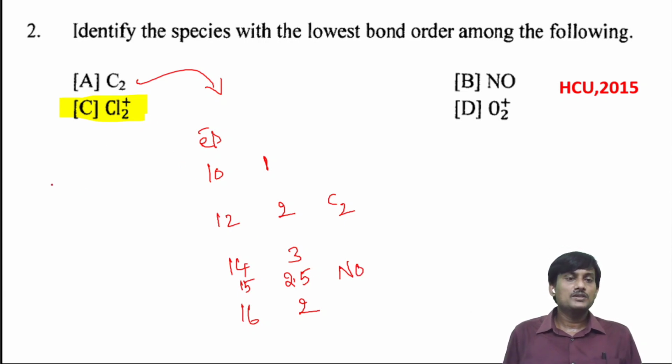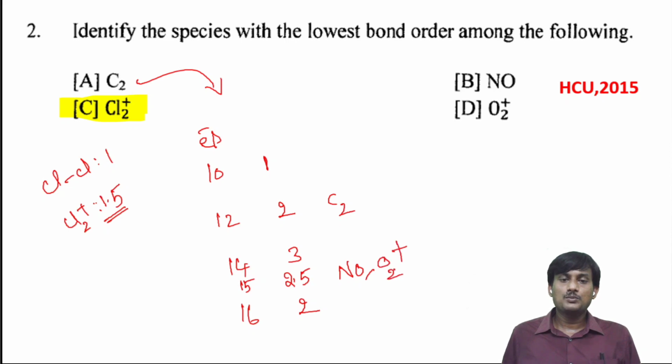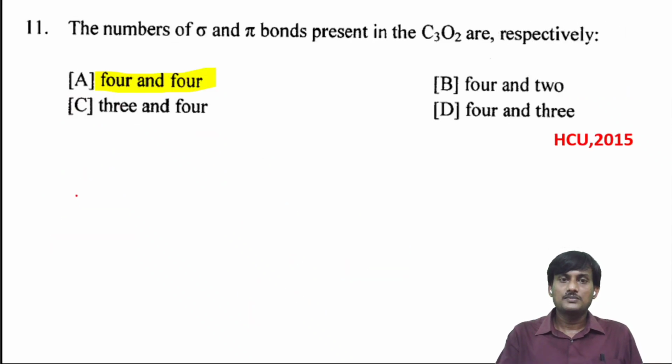Cl2: the bond order is 1. If you take Cl2 plus, there is an increase in bond order by 0.5, so it will be 1.5. And O2 plus is a 15 electron species, so O2 plus also has 2.5. Which one has the least? Cl2 plus has the least bond order.